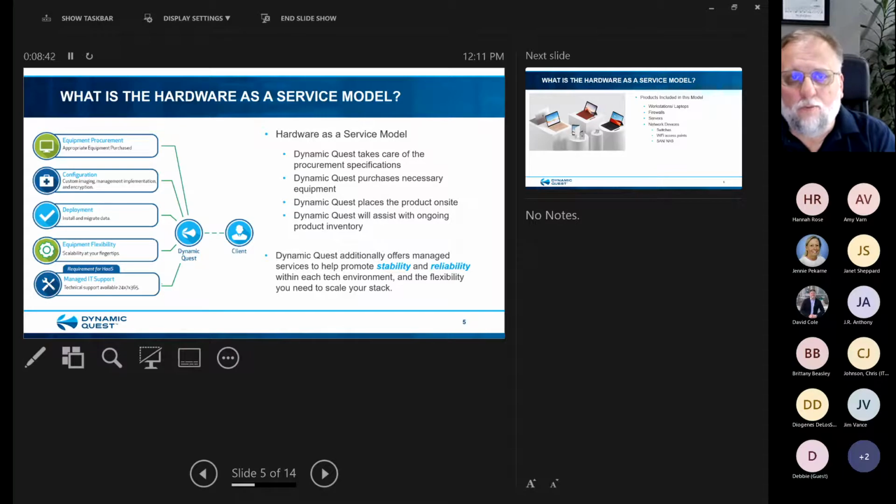So hardware as a service, besides the stability and reliability, is very much coupled with the security of your network. So you've got to make sure that you're staying up to date with your hardware to ensure that the security of your network is in place.